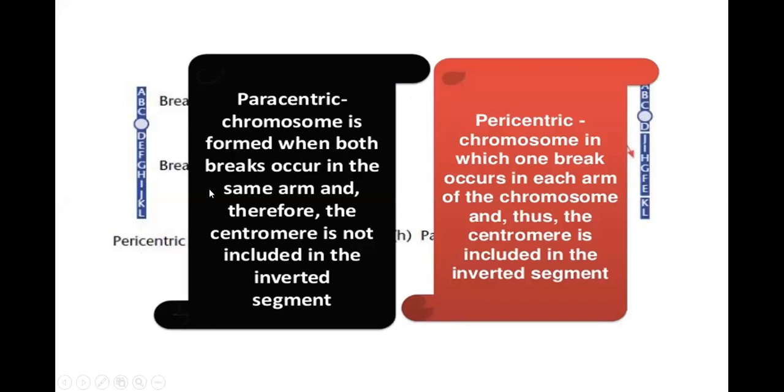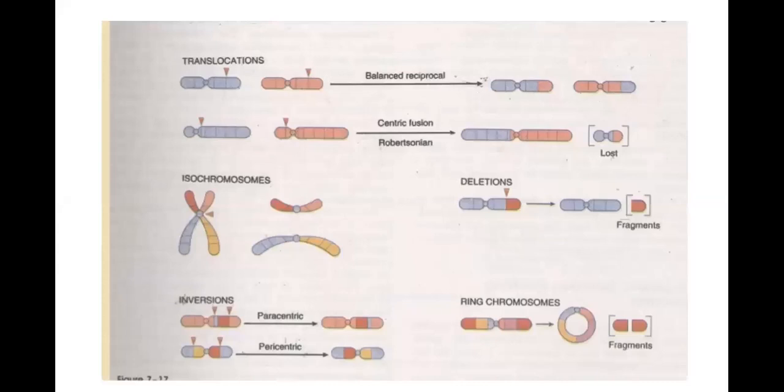In paracentric, the chromosome is formed when both breaks occur in the same arm, and therefore the centromere is not included in the inverted segment. And in pericentric, it is a chromosome in which one break occurs in each arm of the chromosome, and thus the centromere is included in the inverted segment. So these are the paracentric and pericentric chromosomal aberrations.